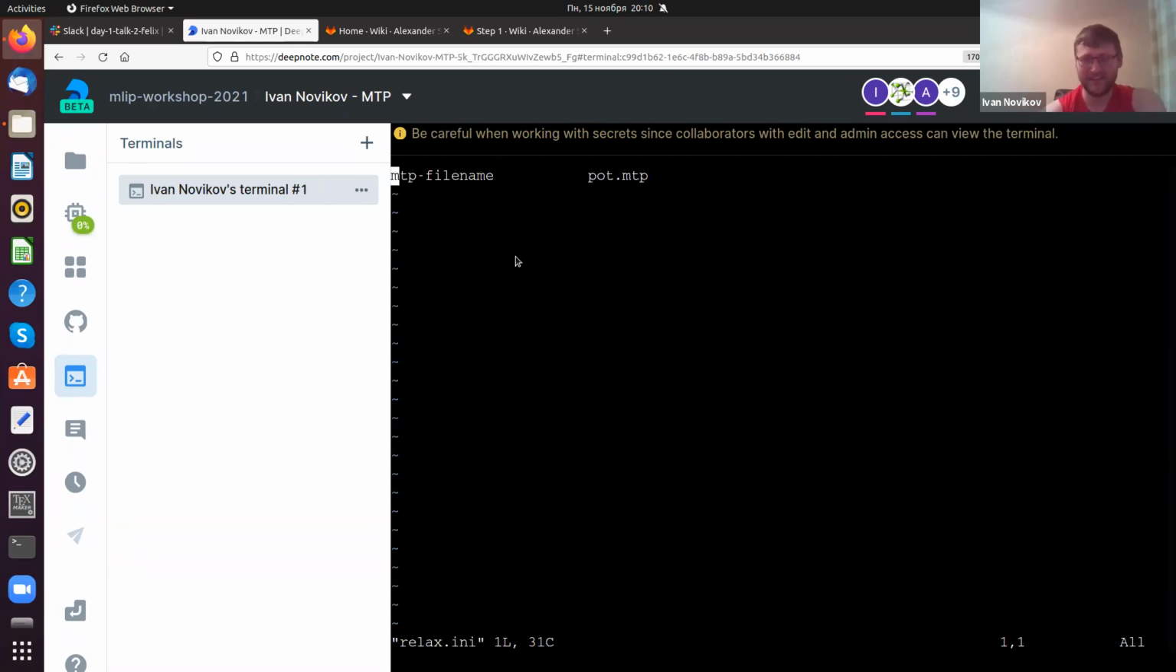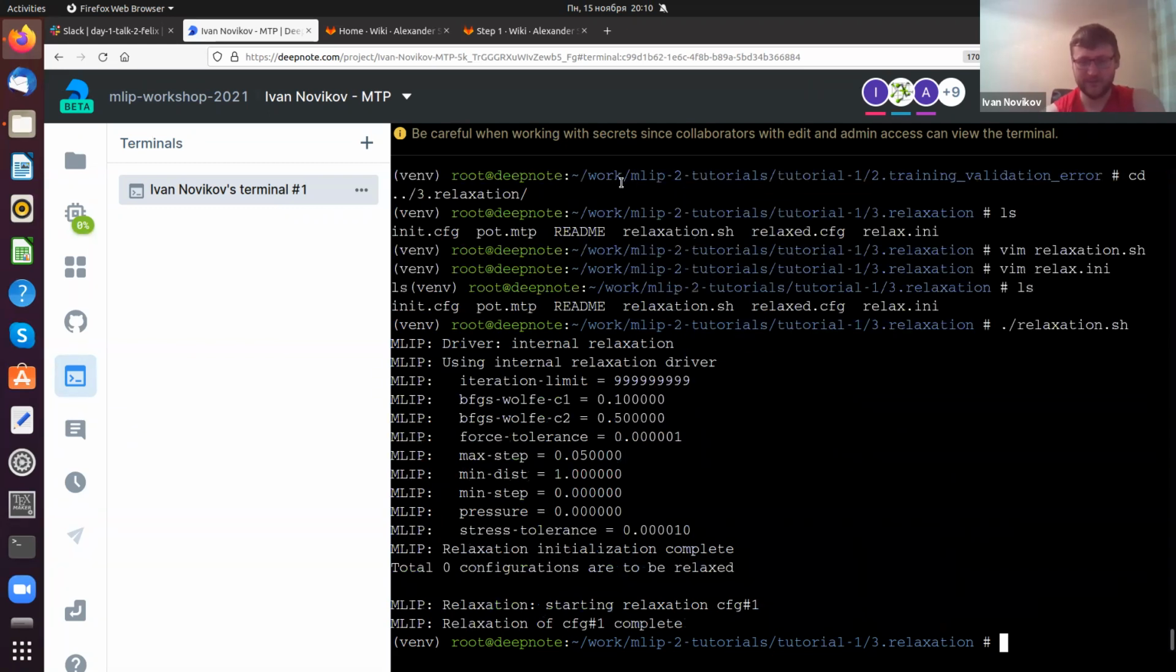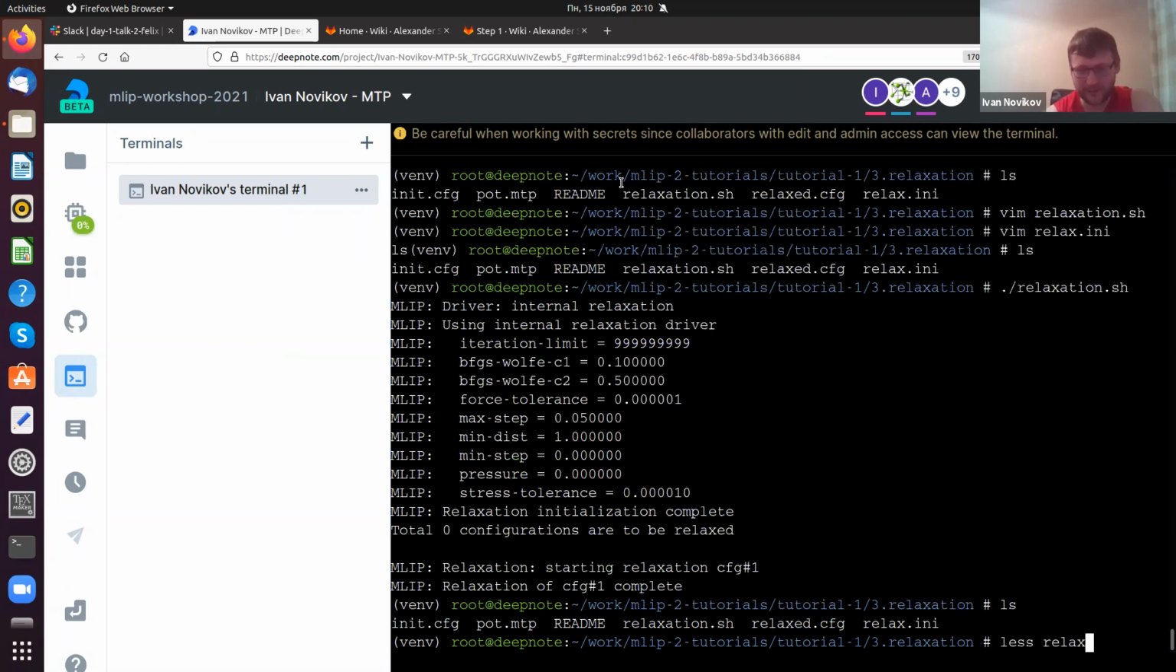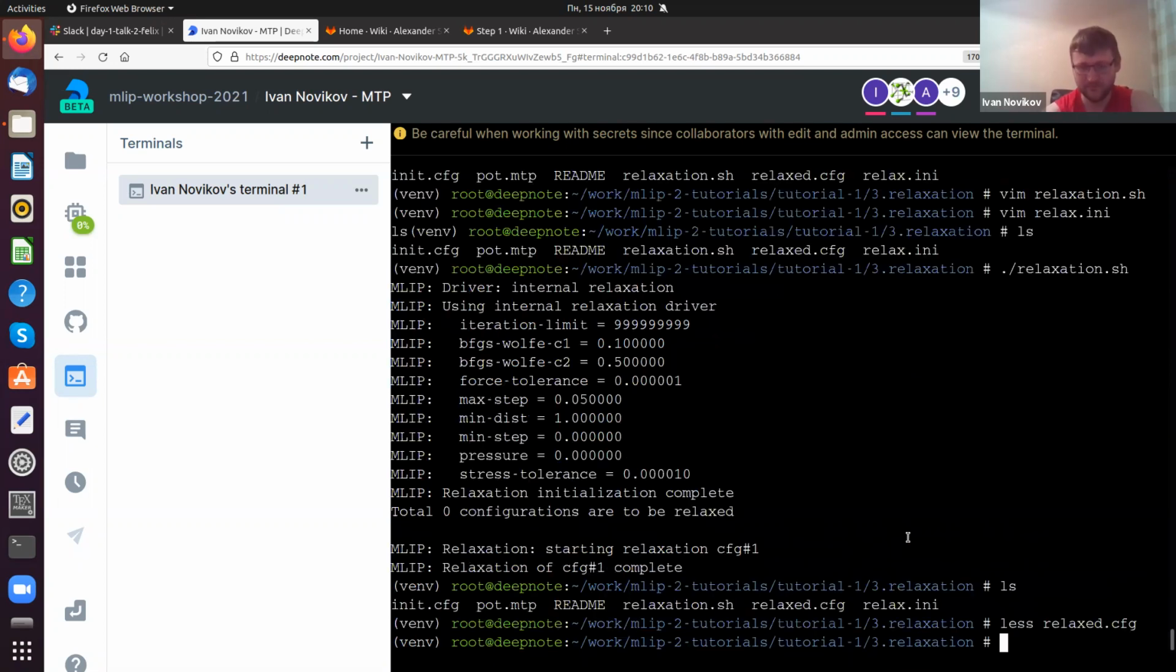In the relax.ini file, we specify MLIP settings. This is a so-called file with MLIP settings. Here we need only the MTP file name, pot.mtp. That is, we don't need anything else. But I will show you why we need this file, because for active learning, as I will show you later, we specify many more settings. So let's run relaxation now. After relaxation, we have the relaxed.cfg configuration, with 0 forces and 0 stresses.